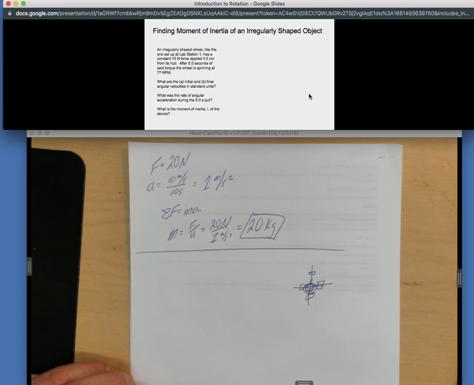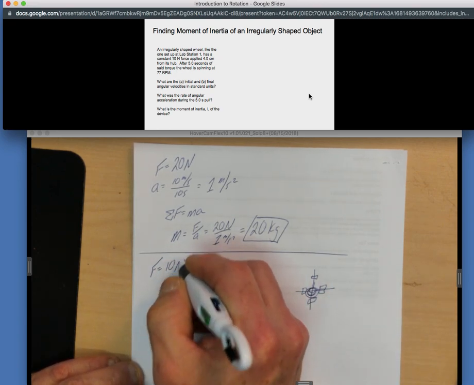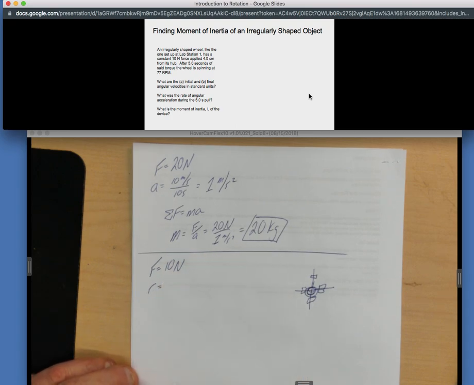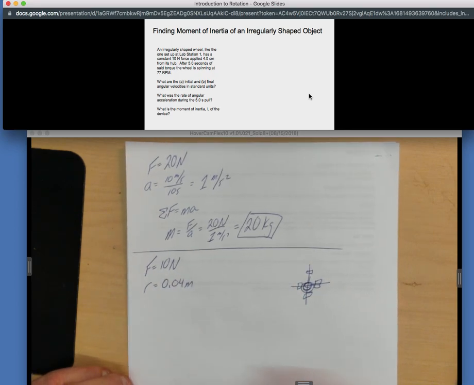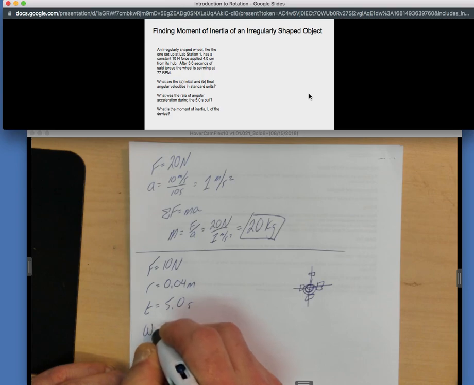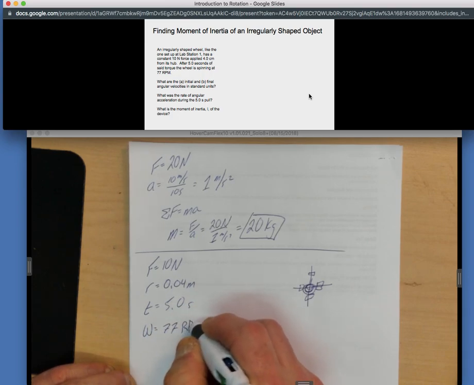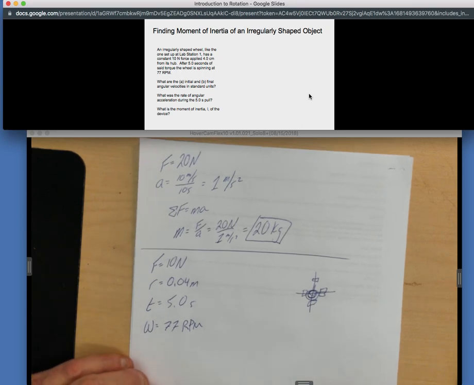So let's see here. 10 Newton force, 4 centimeters from its hub. So the force you apply to this wheel to get it to spin is a 10 Newton force. And the radius, the distance it is from the center, the axis of rotation, is 4 centimeters, is 0.04 meters. And so it starts from rest. I don't think I explicitly say that, but it starts from rest, and after 5 seconds, it has an angular velocity of 77 RPM. Okay, good. And then, so let's go ahead and find the acceleration.